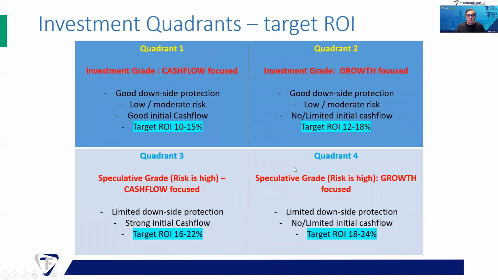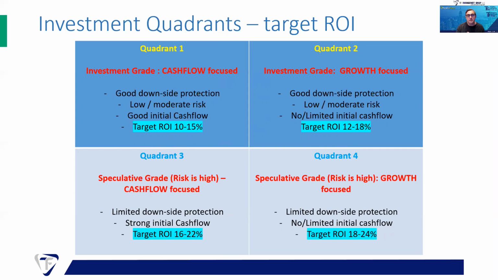This slide just shows that the target returns in different quadrants are different. And they have to be, because if you are investing in quadrant 1, you're taking a lower level of risk and you're getting cash today, so your target compensation or your target return is lower. The numbers we're using here are ranges, approximate numbers. They change with market conditions, depending on the type of fund or type of deal. So don't take these numbers for granted. This is just an example.